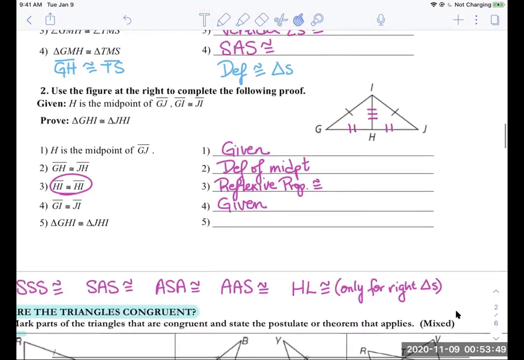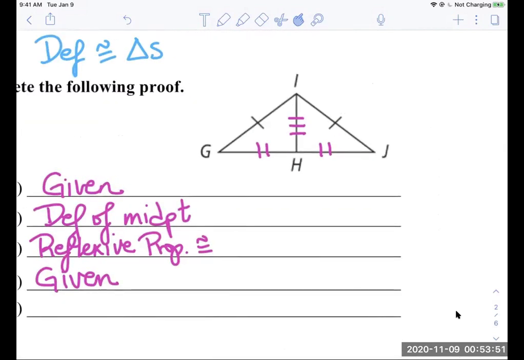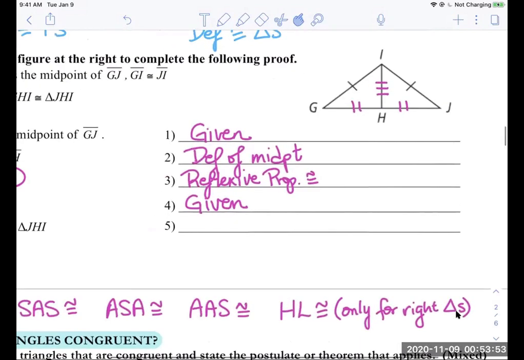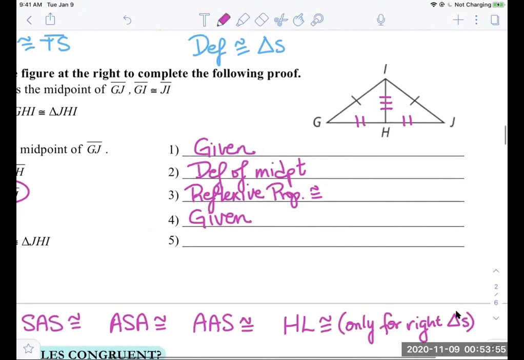Okay, so the triangles are congruent. What's the reason? Well, we have all the side lengths marked. We don't need to use any angles. So the reason for that one is side, side, side congruence.